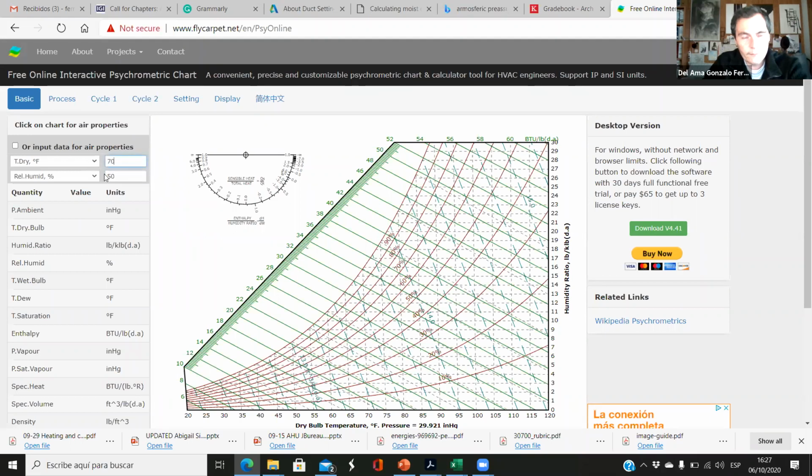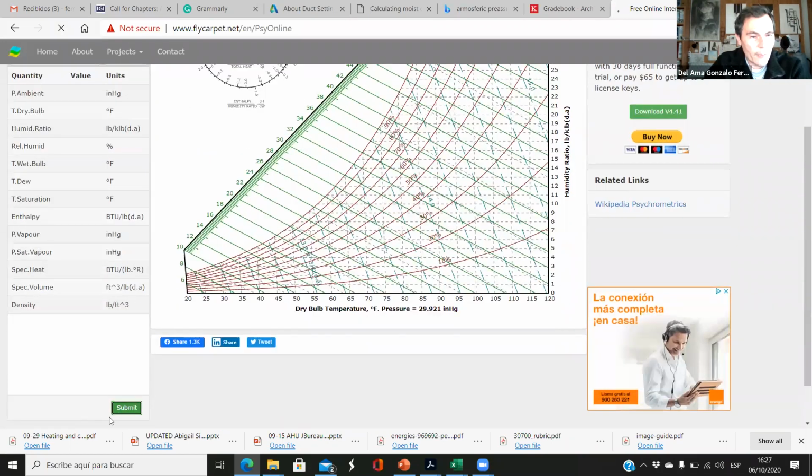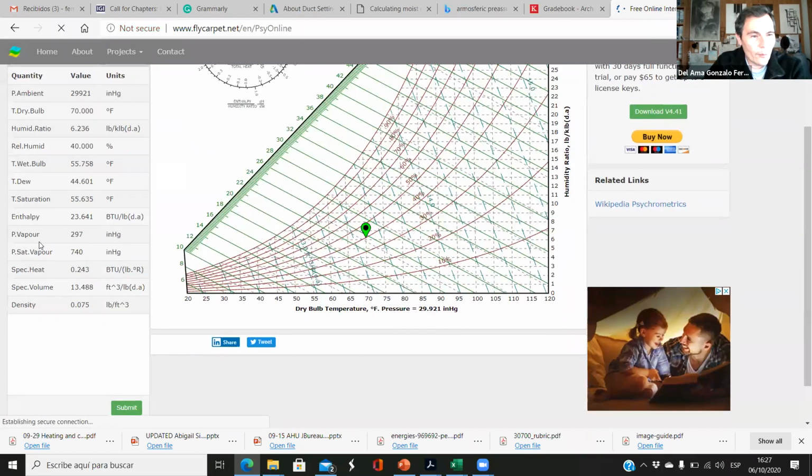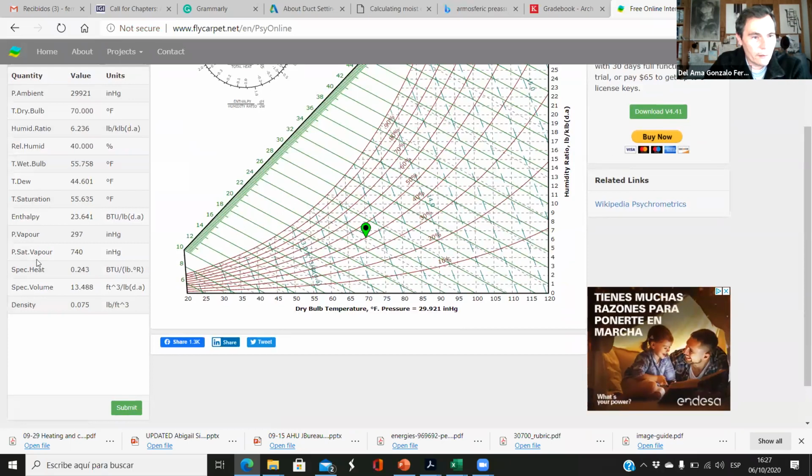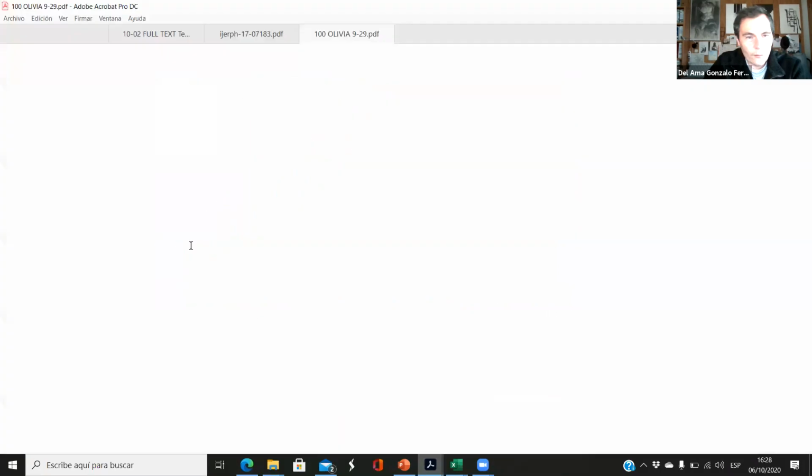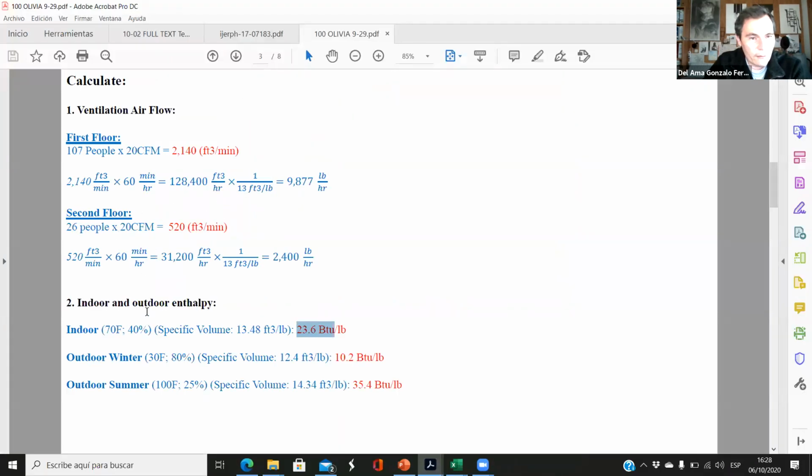Sorry, 70 and 40. We click here, we submit, and here we have the enthalpy. Where is it? Enthalpy here. It's 23.6. Okay, so here we have 23.6. For the outdoor, in winter, we are going to work with the winter example.